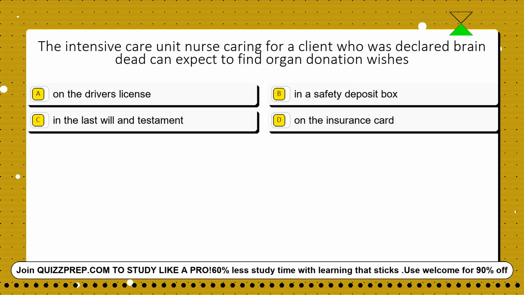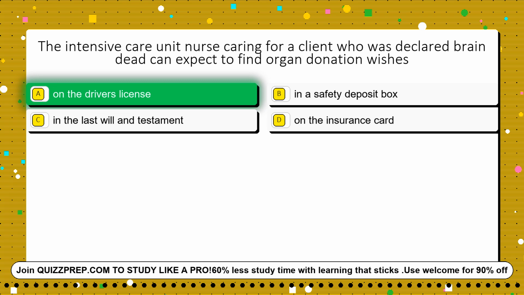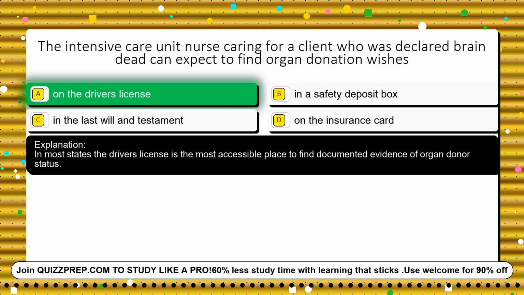Question 44. The intensive care unit nurse caring for a client who was declared brain dead can expect to find organ donation wishes: option A, on the driver's license. Option B, in a safety deposit box. Option C, in the last will and testament. Option D, on the insurance card. The correct answer is option A, on the driver's license. In most states, the driver's license is the most accessible place to find documented evidence of organ donor status.